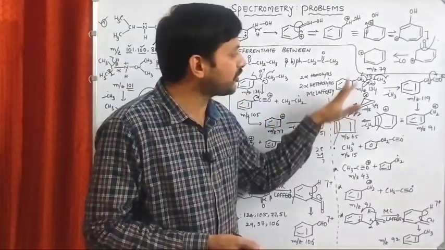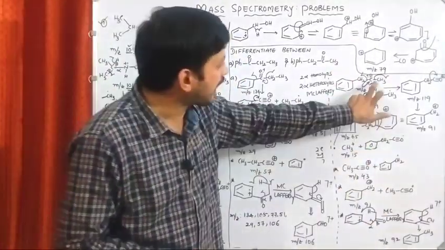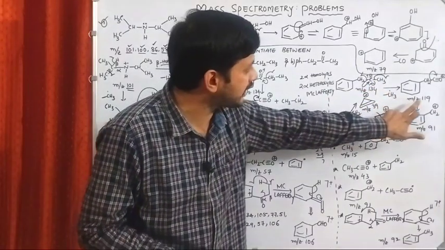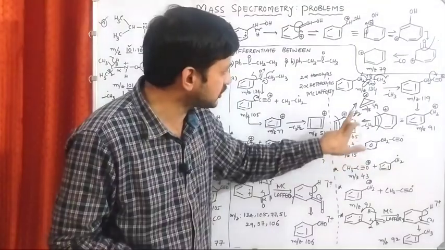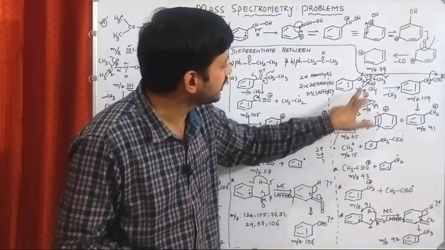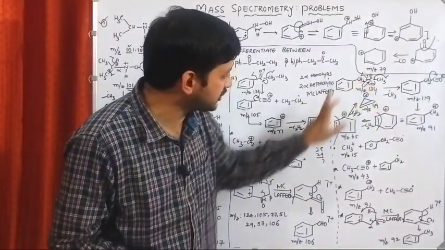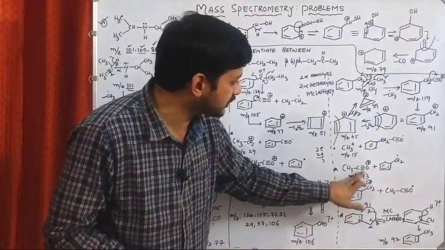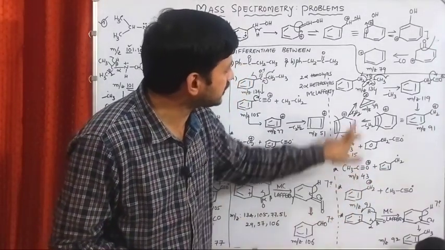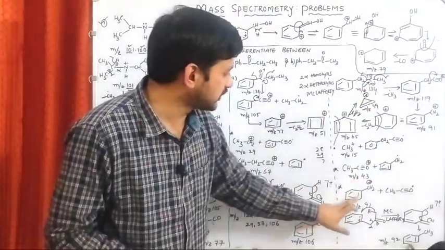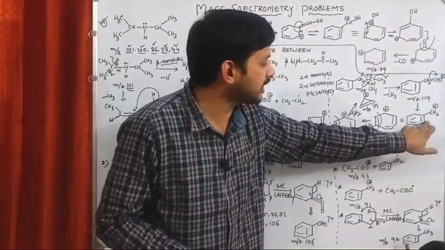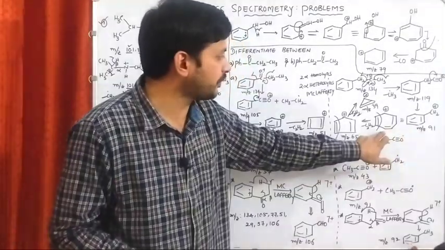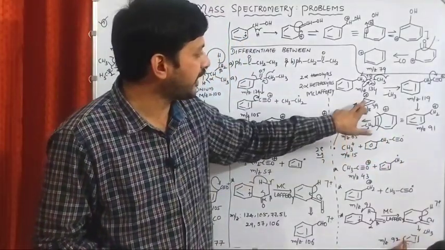In the case of compound B also, a similar kind of situation. Alpha homolysis, removal of CH3 radical, 119. Alpha heterolysis, CH3 plus you are getting. Next, alpha homolysis, benzyl radical removed and CH3 C triple bond O plus. Next one, alpha heterolysis, CH3CH2 plus. Here remove the CO, benzyl cation converted into tropylium, 65 and 39.